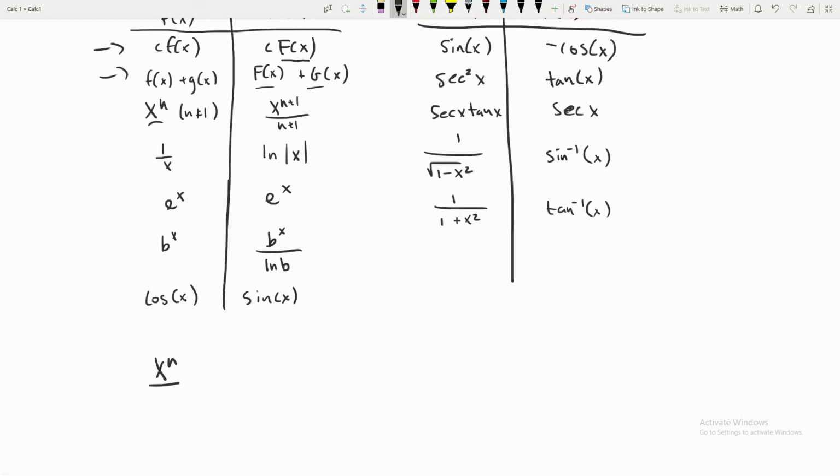So if we're starting off at x to the n, the antiderivative of this function would be adding 1 to the power and then dividing by that power. So instead of dropping that power first and then subtracting, we're going to do the opposite. We're going to add 1 to the power and then divide by that power. Now this one might look a little more familiar.